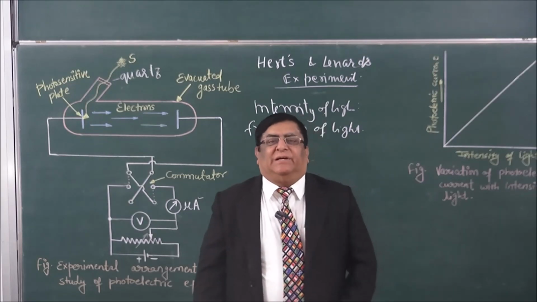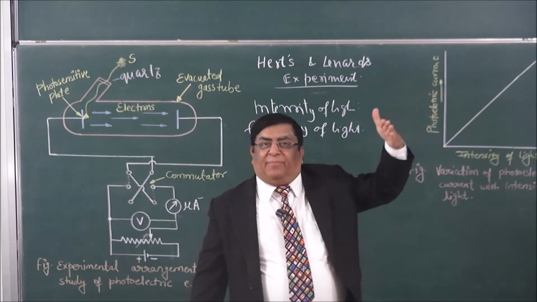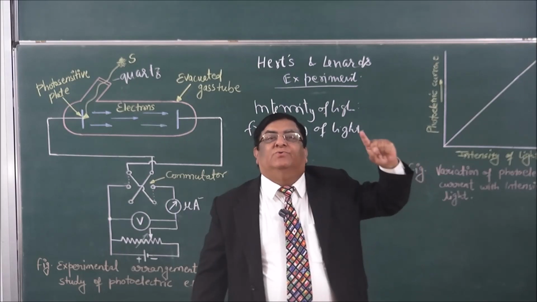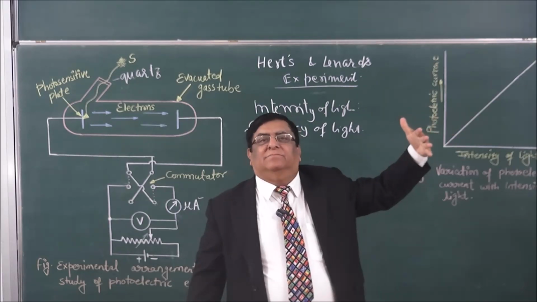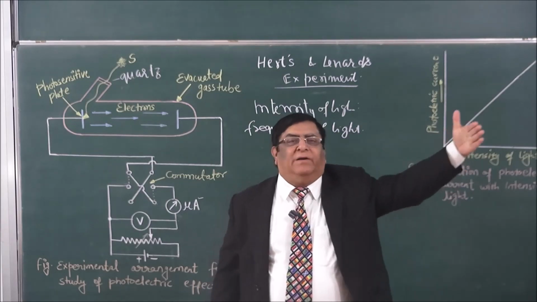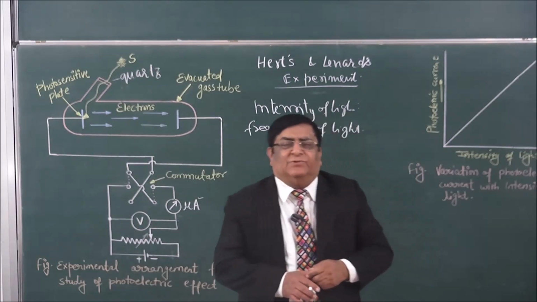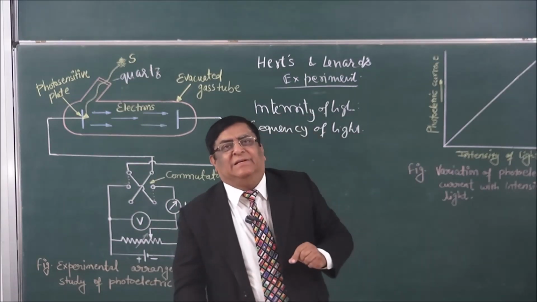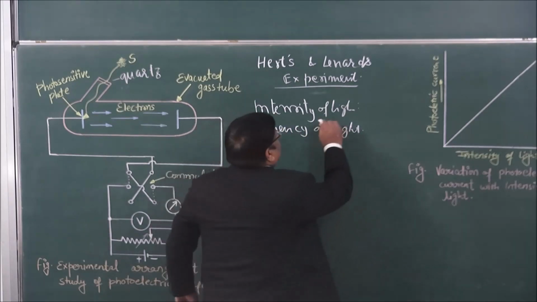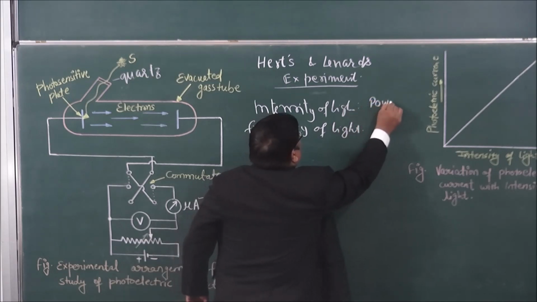If I tell you that this is a 100 watt bulb and this is the light coming from it, please double the intensity, what will you do? You will fit a 200 watt bulb. The intensity has doubled. With a 500 watt bulb, the intensity has become approximately 5 times. So that is how we change intensity, and that is the meaning of intensity. Intensity of light is given by power.